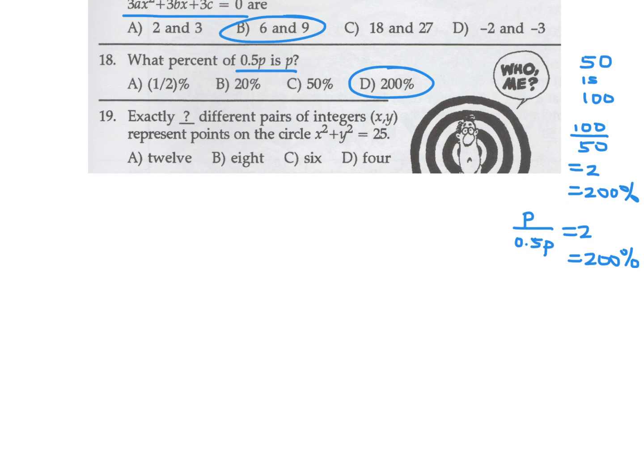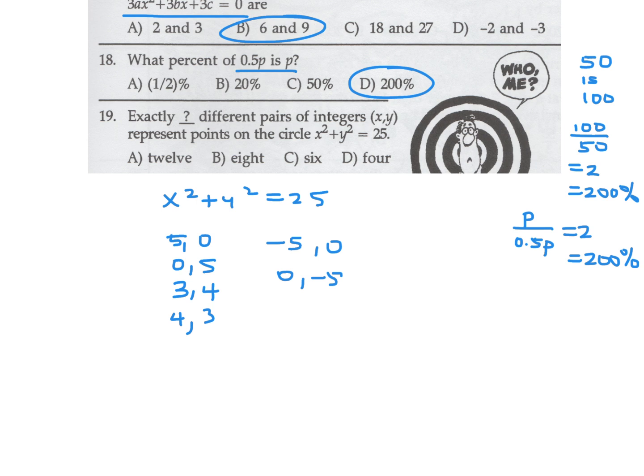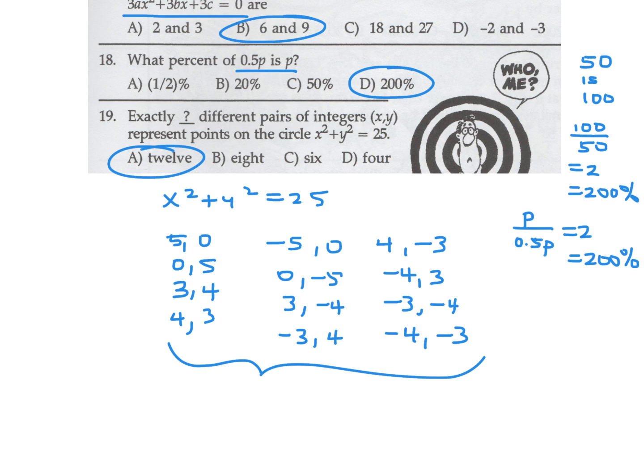Exactly how many different pairs of integers represent points on the circle x squared plus y squared is 25? They're asking us to find integer solutions, and there's quite a few of them. 5, 0 would give you it, 0, 5, 3, 4, 4, 3. And then all the negatives: negative 5, 0, 0, negative 5, 3, negative 4, negative 3, 4, 4, negative 3, negative 4, 3, negative 3, negative 4, and negative 4, negative 3. So as you can see, quite a few, and that's 12. So the answer is A for number 19.